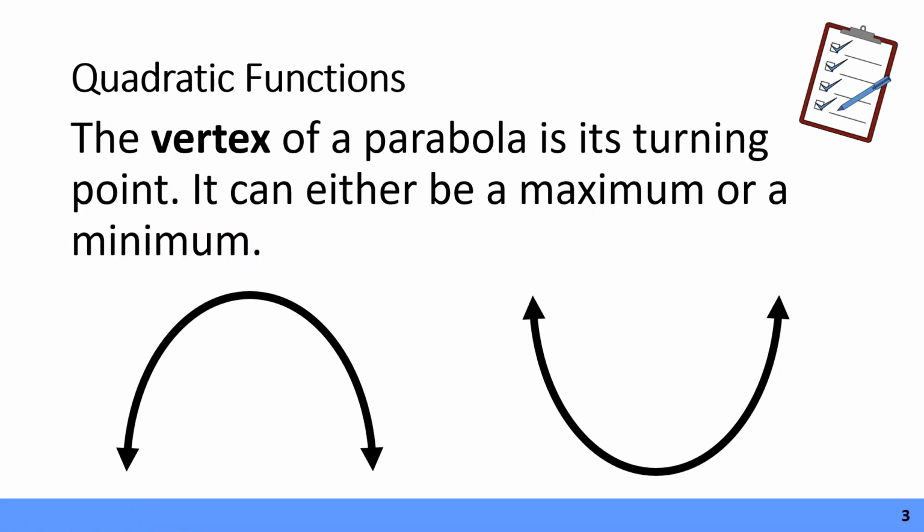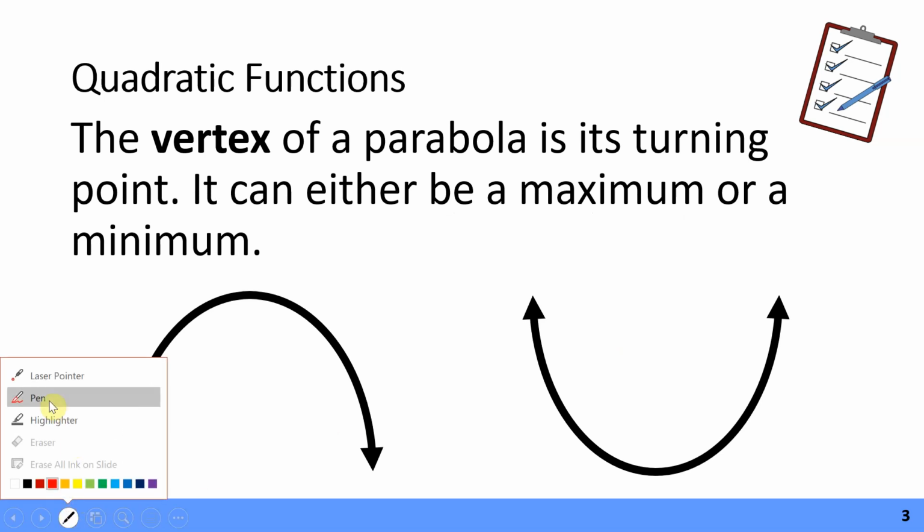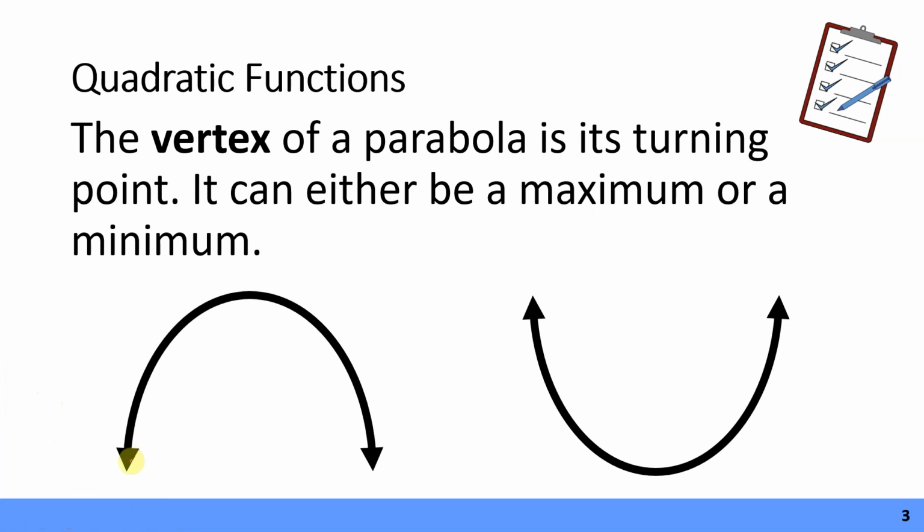When we graph a parabola, there's a point that's very important. We call that point the vertex. The vertex is the turning point of a parabola. So for example, here we have a parabola. This would be the turning point, meaning this is the vertex.